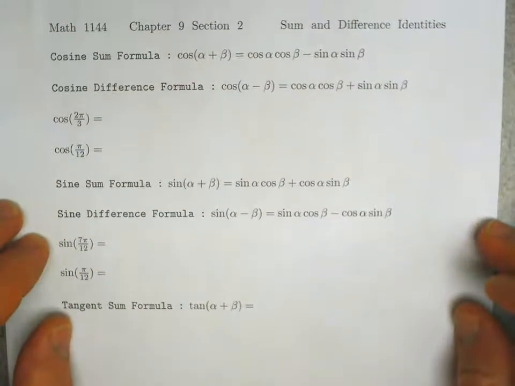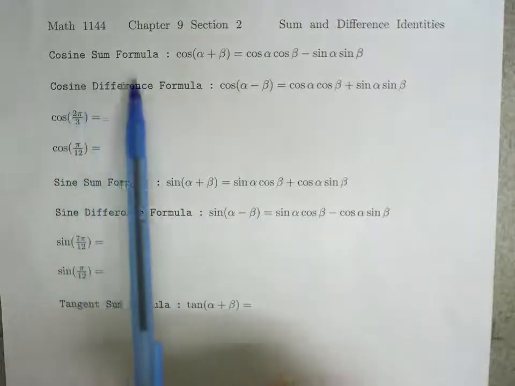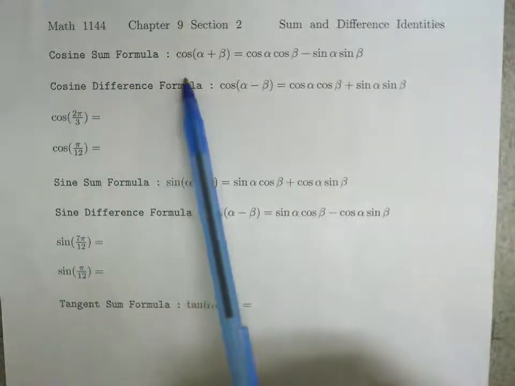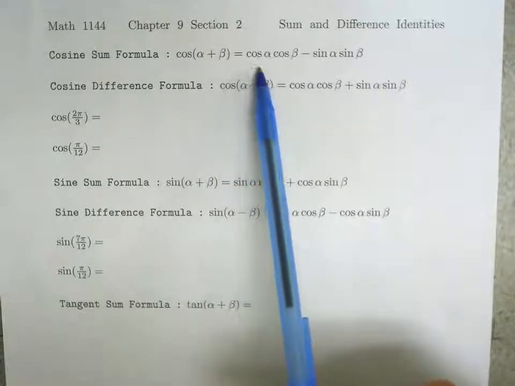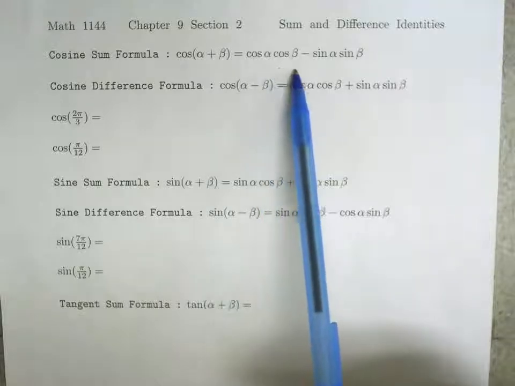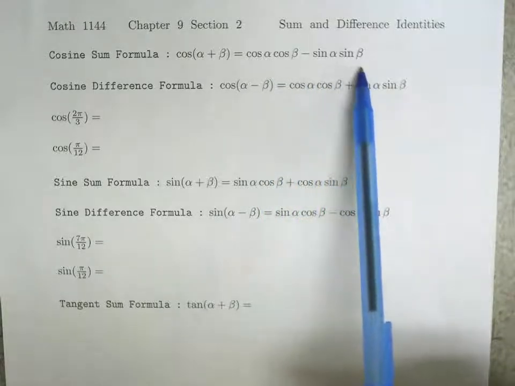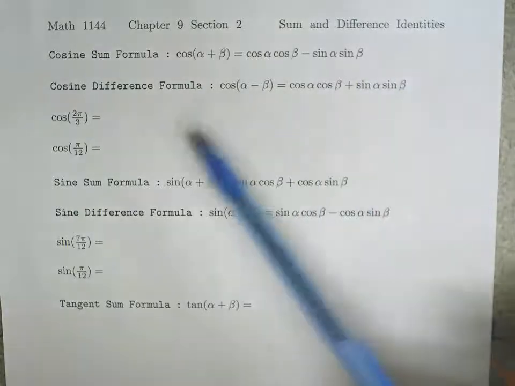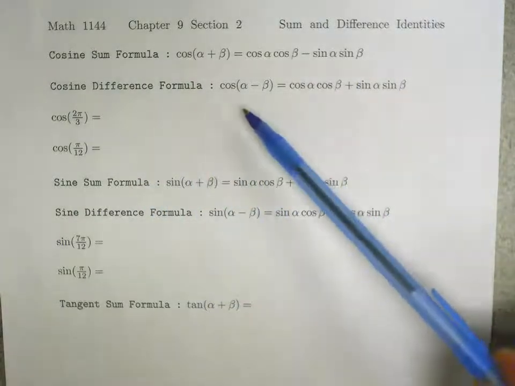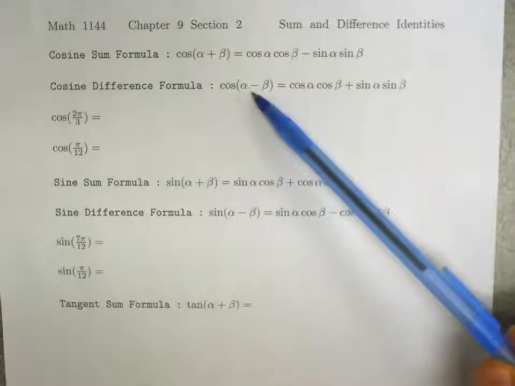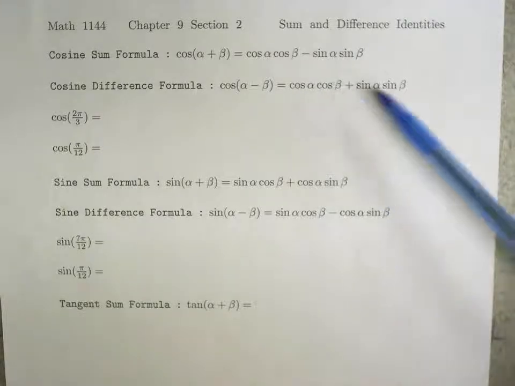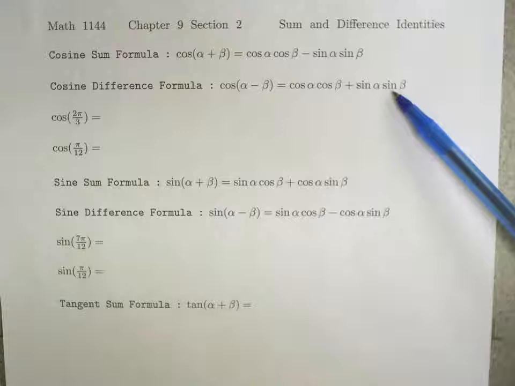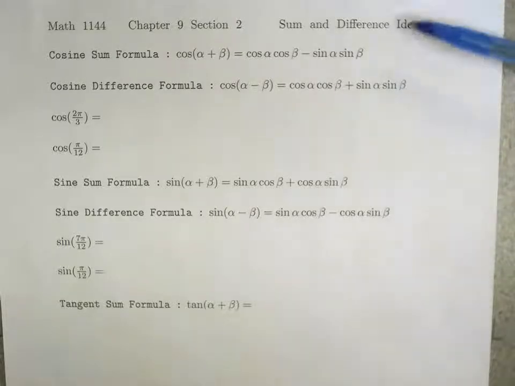We'll begin with the cosine sum formula. If you have the cosine of alpha plus beta, that is equal to cosine of alpha times cosine of beta minus sine of alpha times sine of beta. And then the cosine difference formula, if you have cosine of alpha minus beta, that's equal to cosine of alpha times cosine of beta plus sine of alpha times sine of beta. Knowing these two formulas will be important.